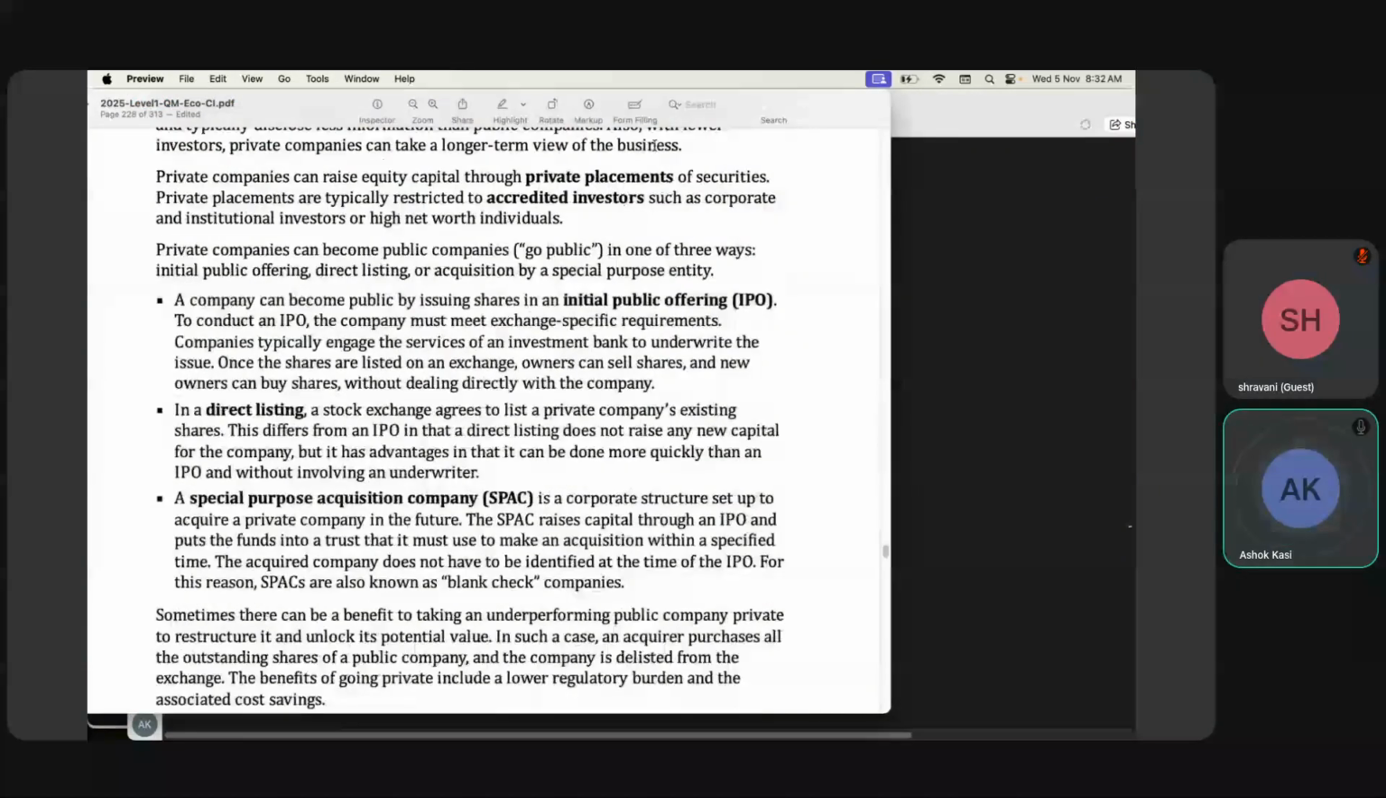Then private placement means raising capital privately. Privately means from institutions without going to the public. You are not raising capital publicly. Privately you are approaching institutions and you are raising capital. That is called private placements. Then accredited investors: corporate investors or high net worth individuals.